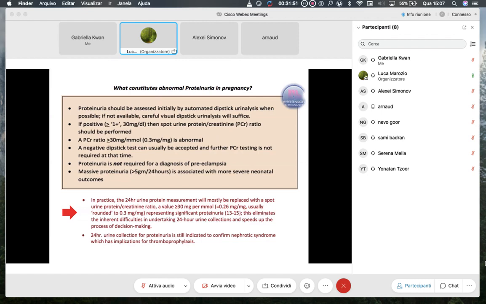But one thing that we'll discuss, which is very important: proteinuria is no longer required for the diagnosis of preeclampsia. If it is present, it is a diagnostic criterion, but we may have preeclampsia in the presence of hypertension also without proteinuria, if other signs of organ damage are present. We'll discuss it because it's very important.